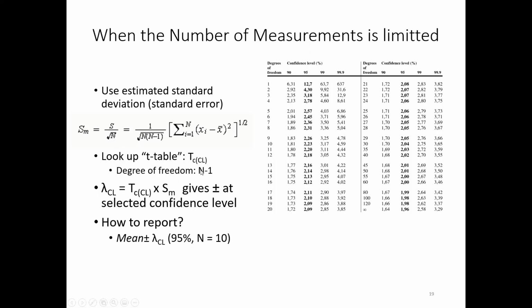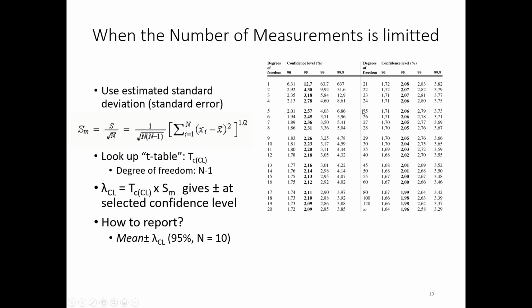After we figure out the standard error, then we can look up the T table and use the degree of freedom to find the T value. And we can calculate a lambda, which is T times the standard error. Then we use that as the range to report. So we can report the mean plus minus this lambda we calculate, and also report the confidence level with the number of events.